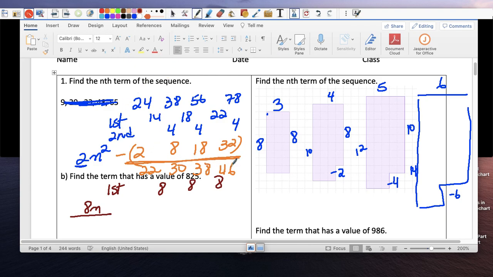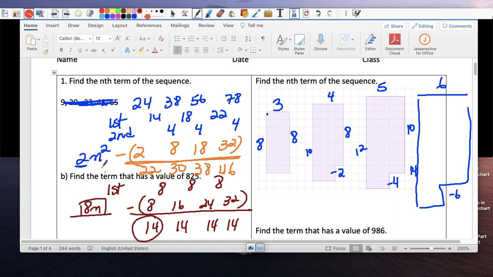22, 30, 38, 46 is the same thing as the sequence that goes by 8. And an 8n sequence starts with 8, 16, 24, 32. But I have to make a little adjustment to this sequence to look like 22, 30, 38, 46, right? So let's subtract and that'll give us the answer. 22 minus 8 is going to be 14. That's 14, that's 14, and this is 14.